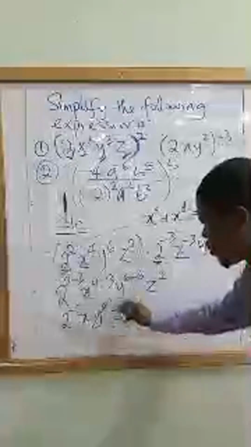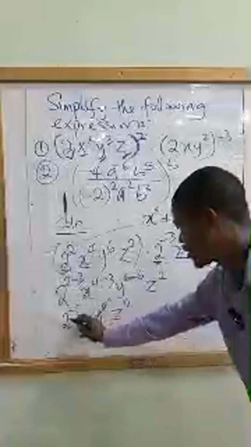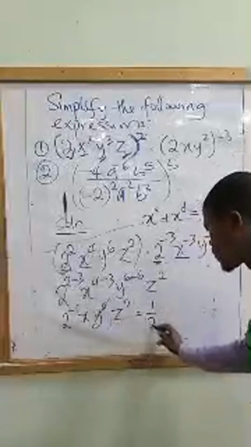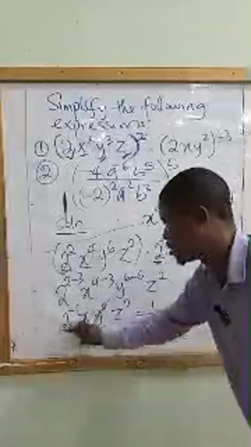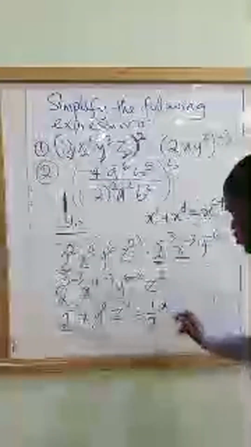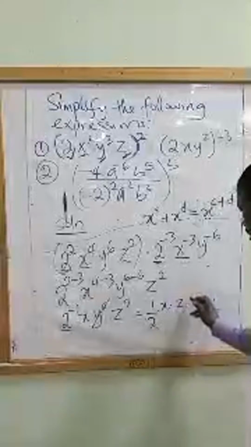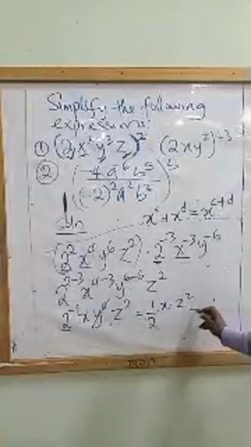This will be 1. So we have, this one is 1 over 2. 2 to the power minus 1 is 1 over 2, times x, and then times z squared. And that's that on that particular question.